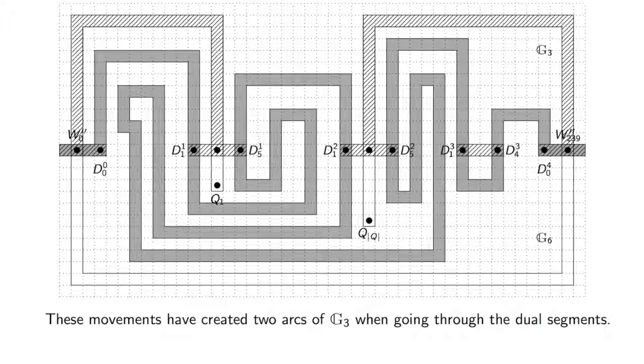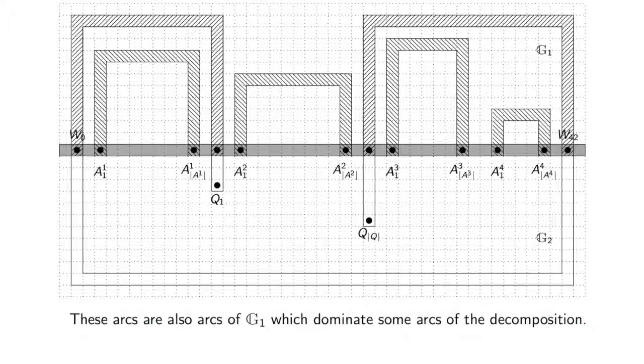As a last remark, the intersections between the path Q and the dual segments create the following arcs of G3. The first one starts in the dual segment D1 and ends in the dual segment D0. The second one starts in D4 and ends in D2. These two segments of the path Q are also arcs of the graph 1. The first one dominates the arc A1, the second one dominates the arcs A3 and A4.